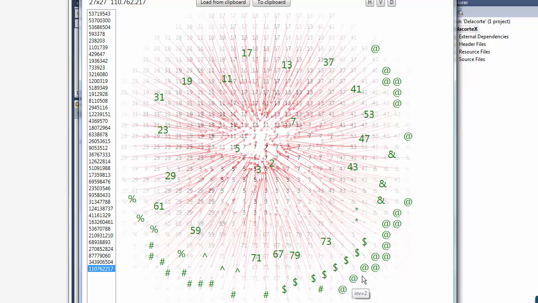And you also notice that all the symbols, all these at signs, are clustered together. All the dollar signs are together. All the pound signs are together, and so on.